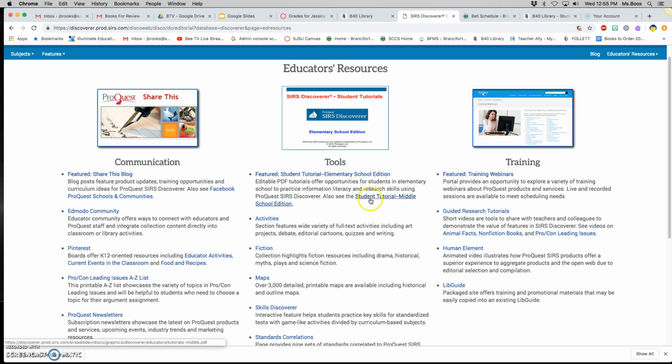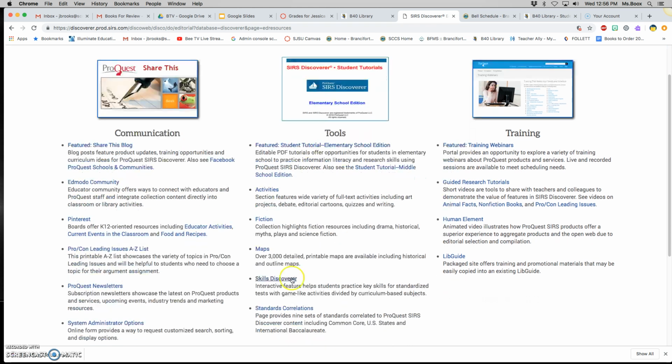There are tutorials that are created for students, handouts that I will show you. There's an activities section. There's a collection of fiction, like plays and myths and read-alouds. There is a section that focuses specifically on maps. The Skills Discoverer is a skills-based help site. And then there's also a standards correlations tool.